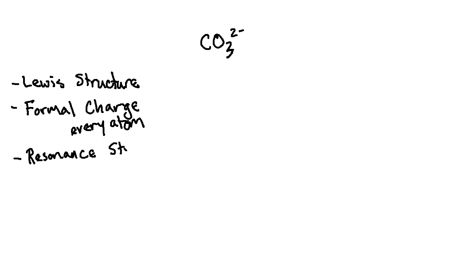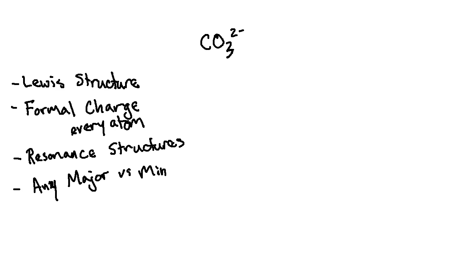Again, if you use the arrow flow, that's great. If you're comfortable simply just showing the resonance structures, you understand the arrow flow, that's fine. Okay. And then finally, are there any major or minor contributors? So any major versus minor, you need to determine that. All right. So that's your first question.